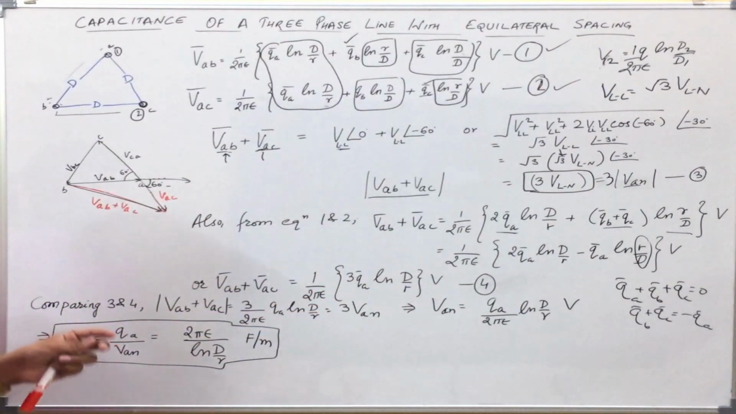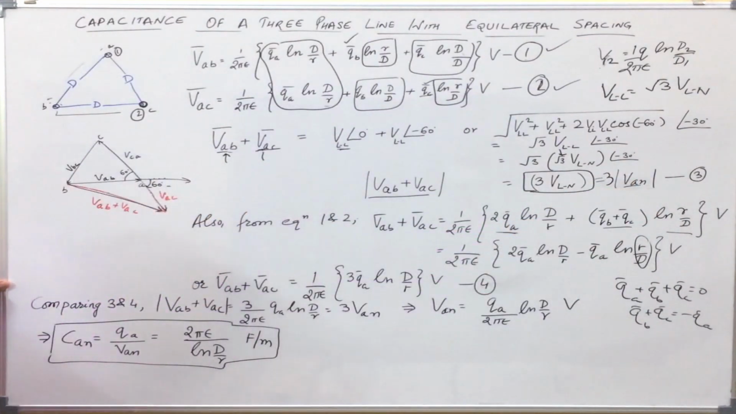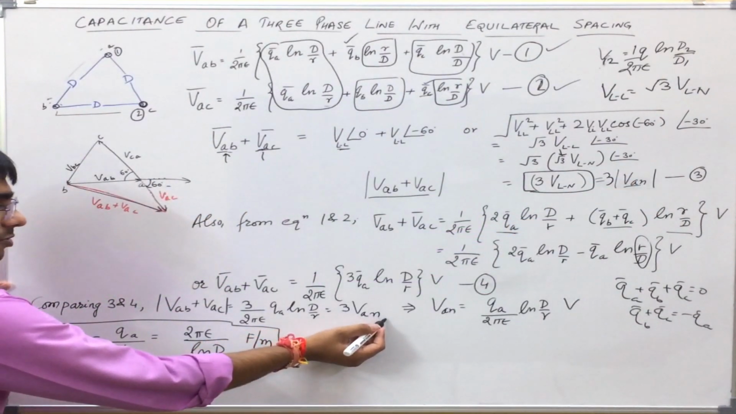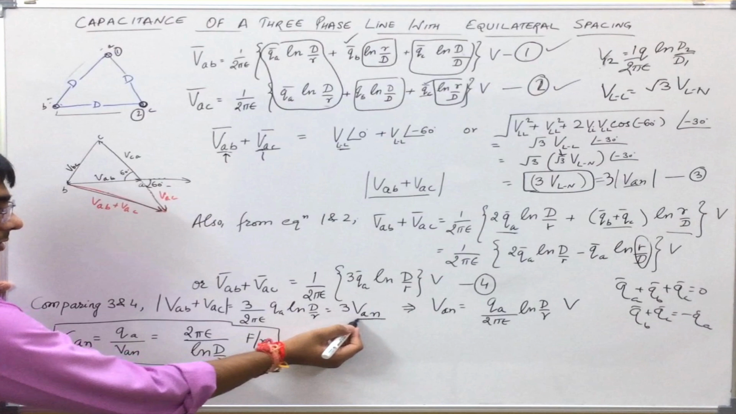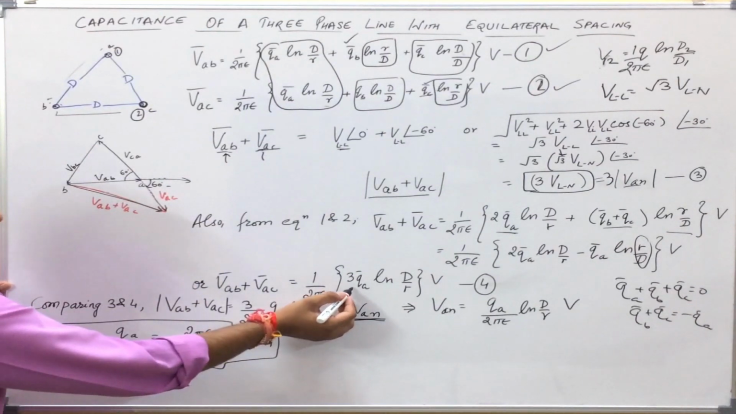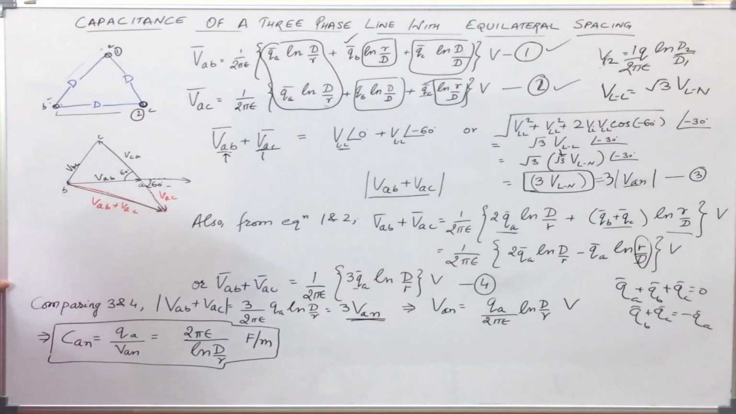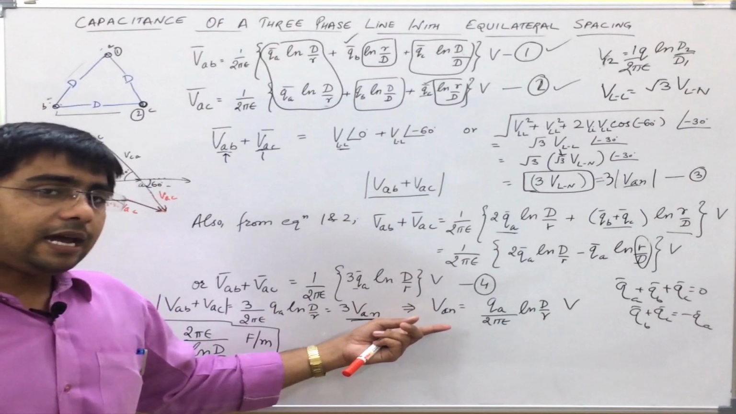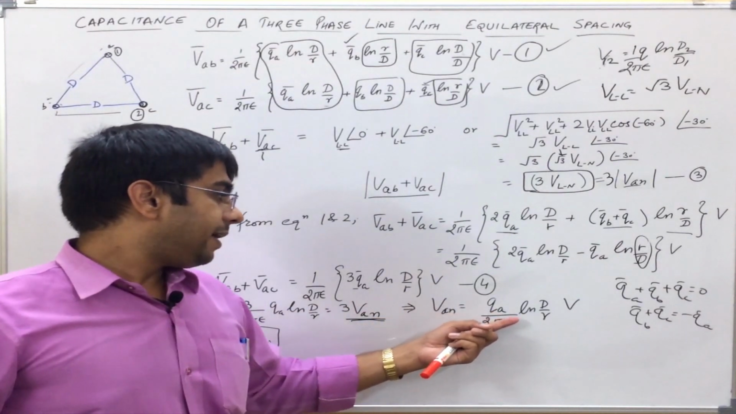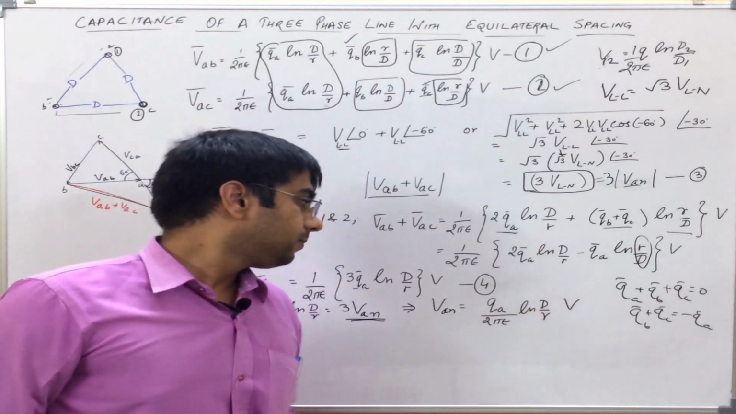Now if I compare equation 4 and equation 3, we will see that 3 times VAN, that is VAB plus VAC, is equal to 3 times QA natural log D by R upon 2 pi epsilon. So VAN will come out to be QA by 2 pi epsilon natural log D by R volt.